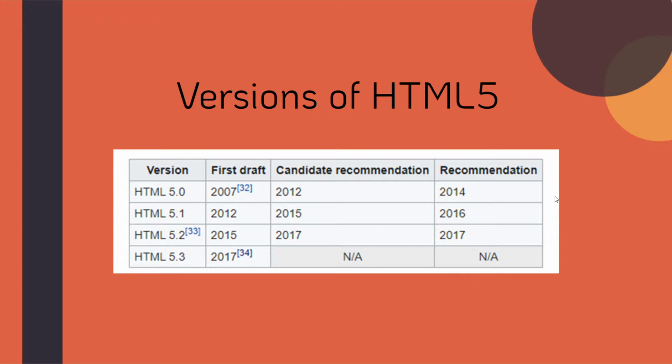Yes. If you see the version 5.x, 5.0, the first draft was there in 2007 as we talked about. Then there was a candidate recommendation in 2012, and then the final recommendation in 2014, right? Then you have HTML 5.1, 5.2, 5.3. There is still 5.3 as a first draft in draft mode, and there are some new features expected in the 5.3 version, right? So with each version you have some new features added to HTML.